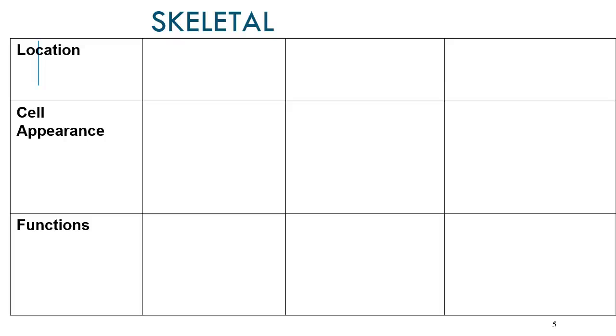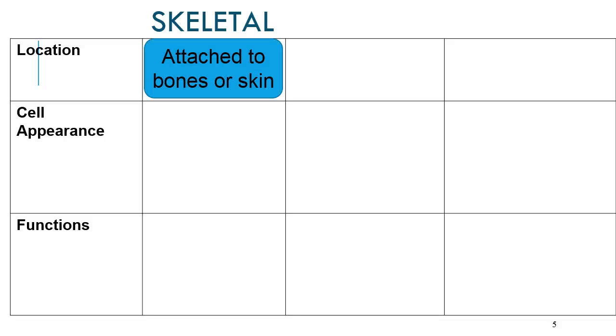So the first tissue we're going to look at is called skeletal muscle. Where do you find skeletal muscle? You find it on your skeleton, so it's attached to your bones. Some skeletal muscle may be attached to skin. Okay, so not all skeletal muscle has to be attached to a bone, but the bulk share of your skeletal muscles are attached to bones.